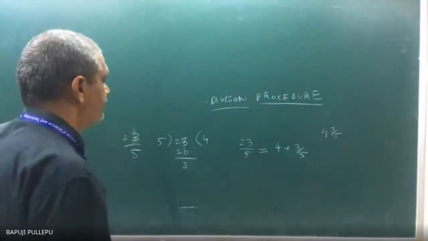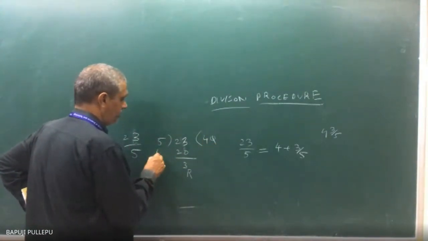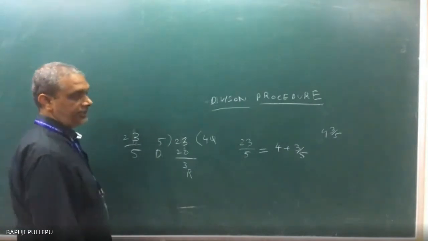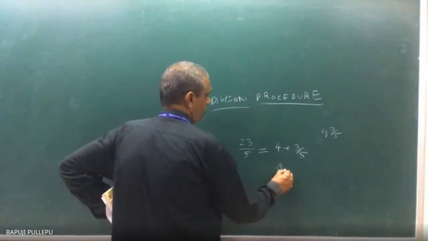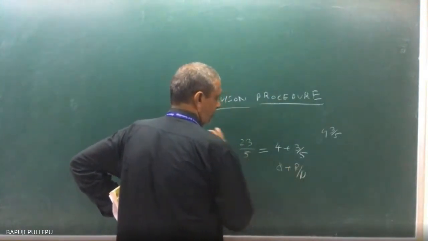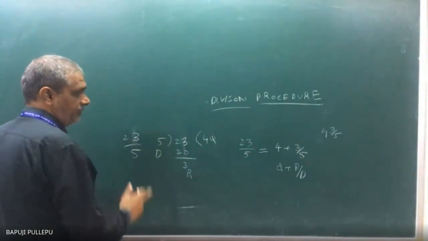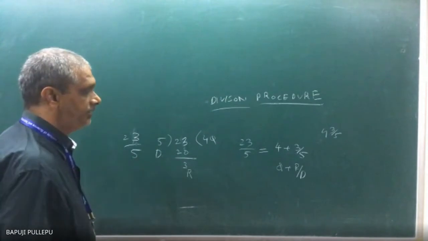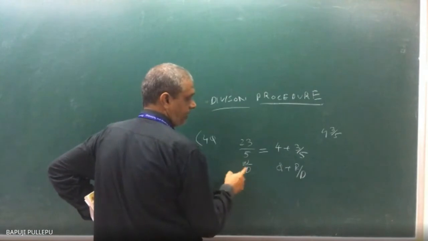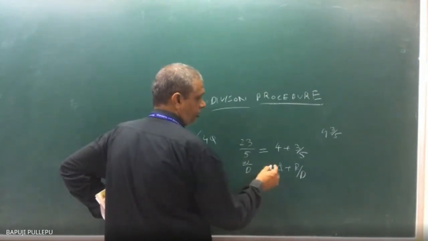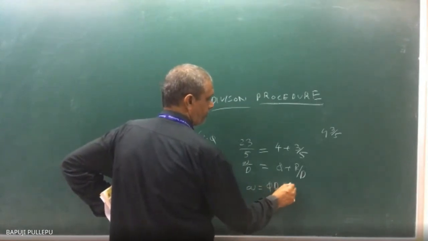This is called the quotient. This is called the remainder. This is called the divisor. Any fraction, I can write as quotient plus remainder by divisor. This is the smallest case. Now in general, a by b, with b the divisor, equals quotient plus remainder by divisor. If you cancel the divisor throughout, what do you get? a is equal to quotient times divisor plus remainder.